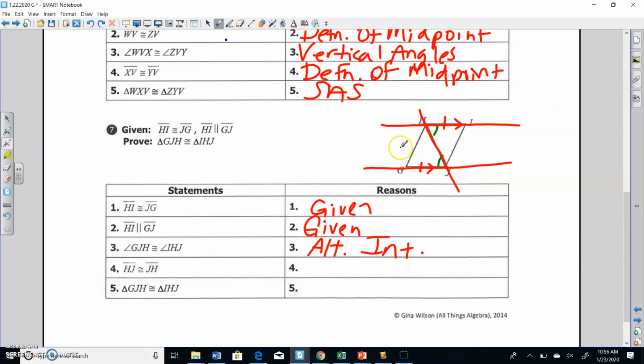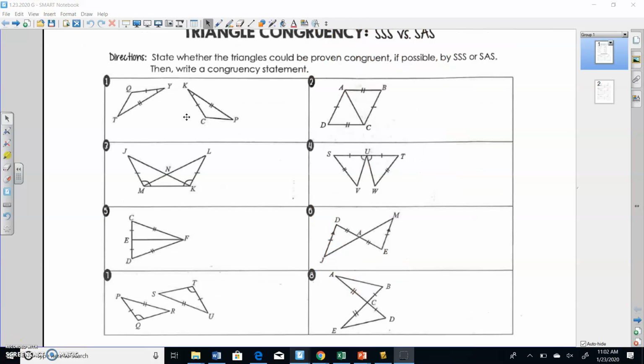So we also have HJ congruent to JH. That's a pair of sides. And remember, it's either given to us, reflexive, what's the third one? Or midpoint, right? So is this given to us that HJ is congruent to HJ? Nope. Do we have a midpoint happening? Nope. So it's reflexive. So we have two sides and an included angle. Therefore, by side, angle, side, those triangles are congruent.